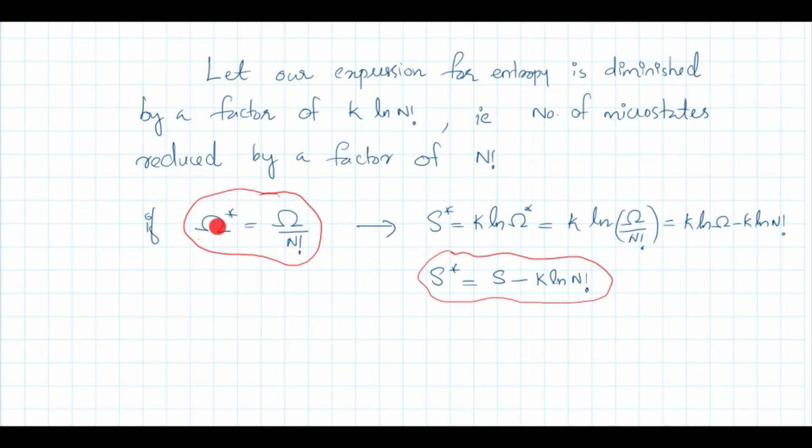Suppose the correct equation is omega star equal to omega by n factorial. Then the correct equation for entropy is S star equal to k log omega star. K log omega star is nothing but k log of omega by n factorial. So this can be written as k log omega minus k log n factorial. K log omega is the previous expression for entropy. Already we have this expression k log omega as entropy. So the new entropy S star is S minus k log n factorial.